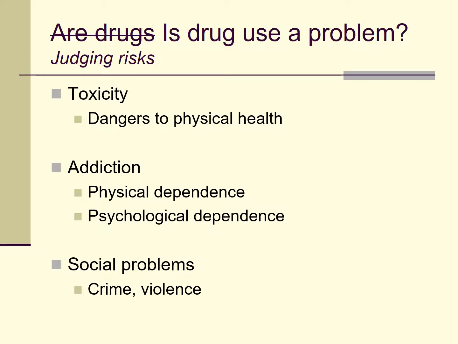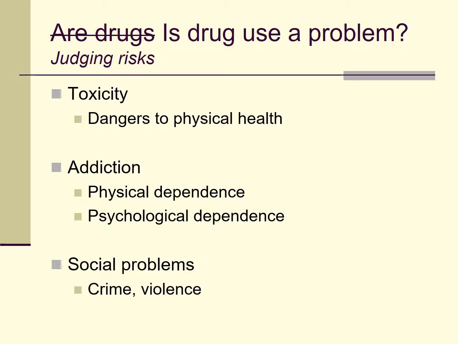And a third criterion, or a third way of thinking about the riskiness of a drug, is the extent to which drug use or use of that particular drug or use of drugs in general is associated with social problems. I'm really going to focus on problems like crime and especially violence. Now, there are other problems that we could talk about, but there are only so many minutes that I can cram into each of these lectures. So I'm going to focus on those particular problems.